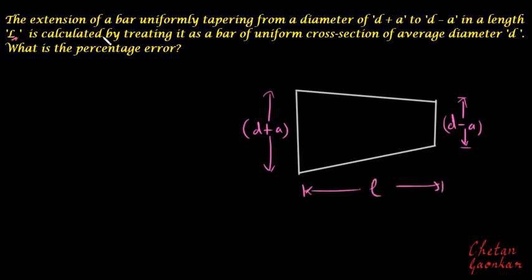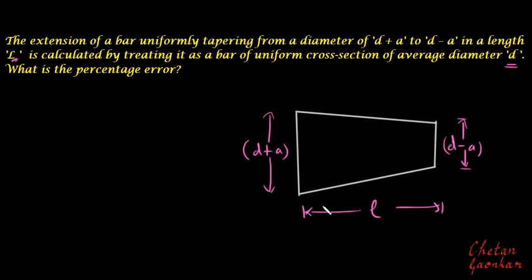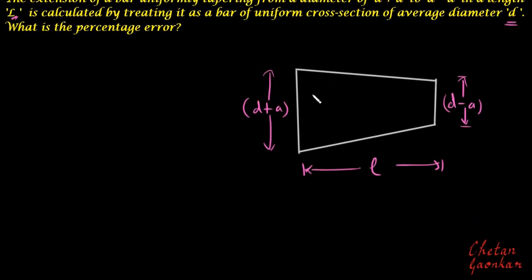So what he is saying is the extension of the bar uniformly tapering from diameter d plus a to d minus a in a length L is calculated by treating it as a uniform bar of cross section of average diameter d. In that case, he is asking us what is the percentage error. This is the actual bar, but he's saying that if we calculate the deformation in this bar assuming it to be of uniform diameter d, so that means we have to assume it to be a bar of uniform diameter d.